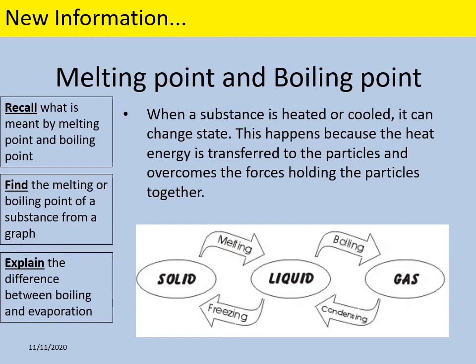When a substance is heated or cooled, it can change state. And that happens because the heat energy supplied is transferred to the particles. That makes them move more and overcomes the forces that are holding them together. You can see in the diagram below the names for the changes of state. So a solid turning into a liquid is melting, a liquid turning into a gas is boiling, a gas turning into a liquid is condensing or condensation, and then liquid turning into a solid is freezing or solidifying.